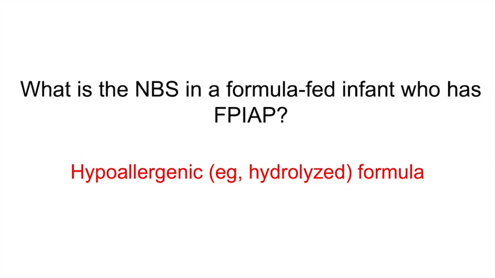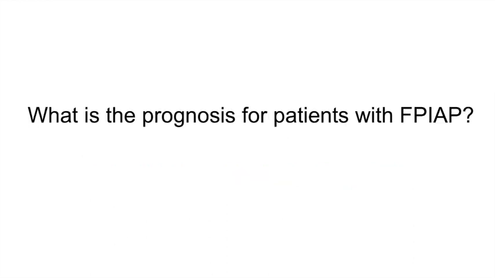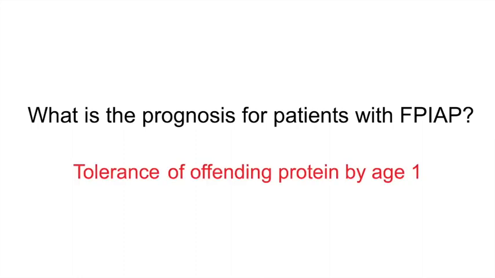What is the prognosis for patients with FPIAP? Tolerance of offending protein by age 1. So typically for these patients, their symptoms resolve within 2 weeks of dietary elimination of the food allergen.